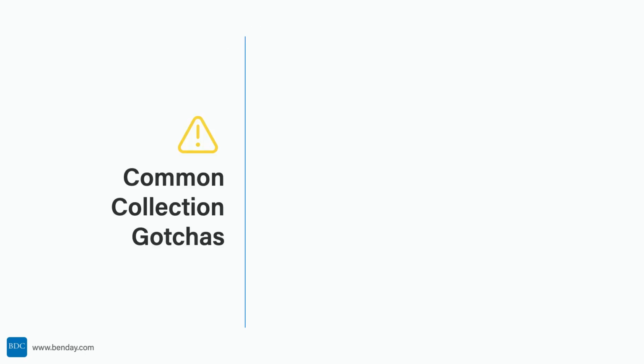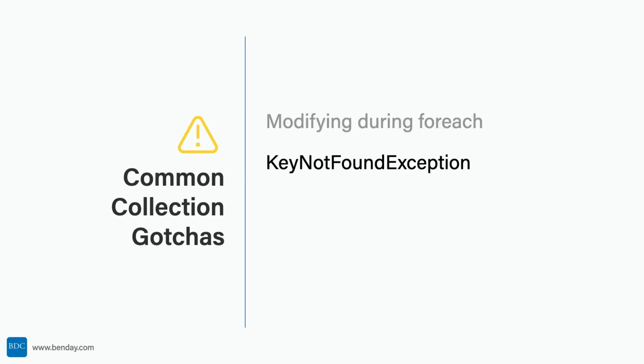Before we wrap up, let me save you from the mistakes everyone makes with collections. You can't add or remove items from a collection while you're looping through it with foreach. C# will throw an exception. Use a regular for loop if you need to modify. Accessing a dictionary key that doesn't exist? Crash. Always check with ContainsKey first, or better yet, use TryGetValue.